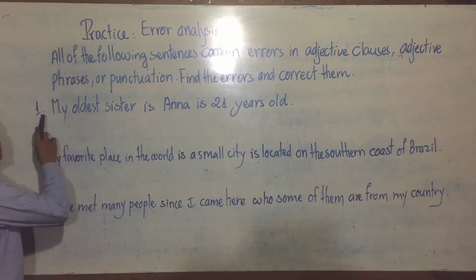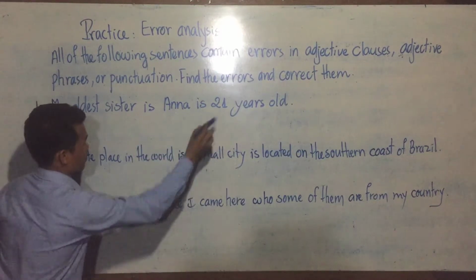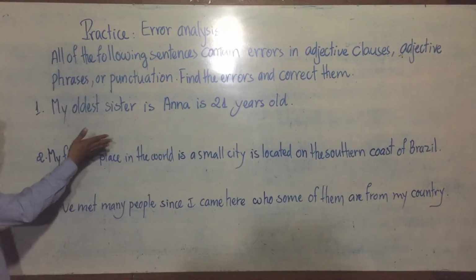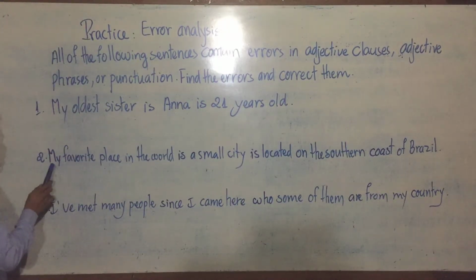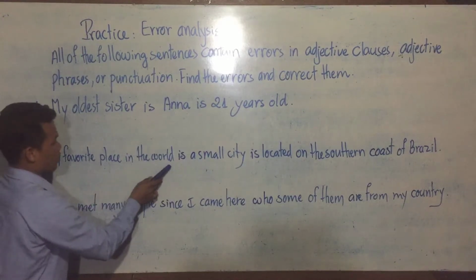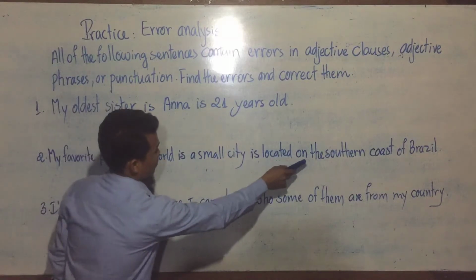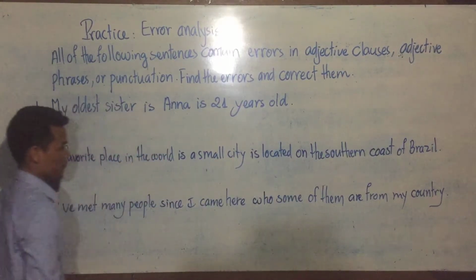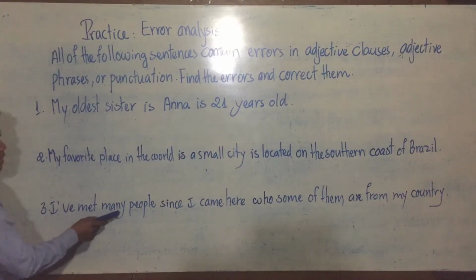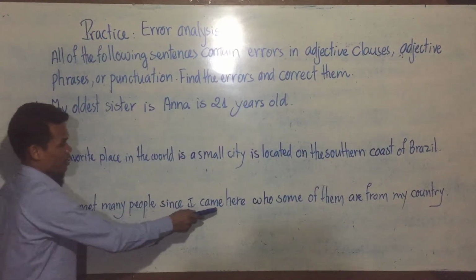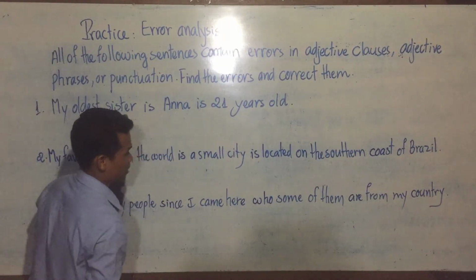Number 1. My older sister is Anna, is 21 years old. Okay, please do it before me. I read all the sentences to you. Number 2. My favorite place in the world is a small city. Is located on the southern coast of Brazil. Number 3. I've met many people since I came here, who some of them are from my country.